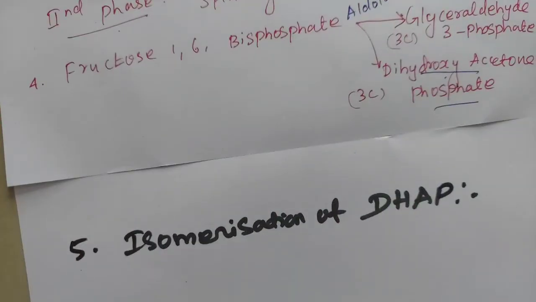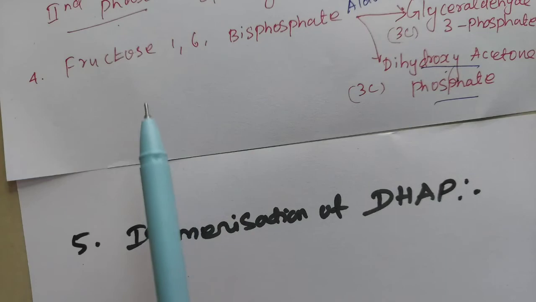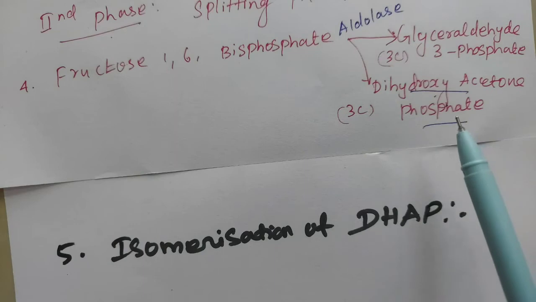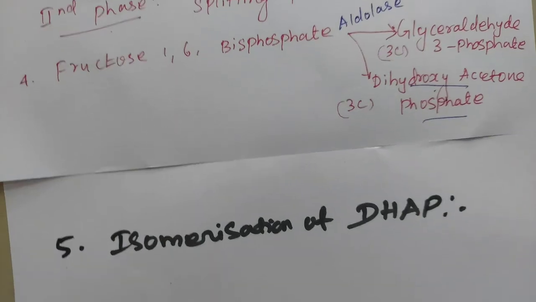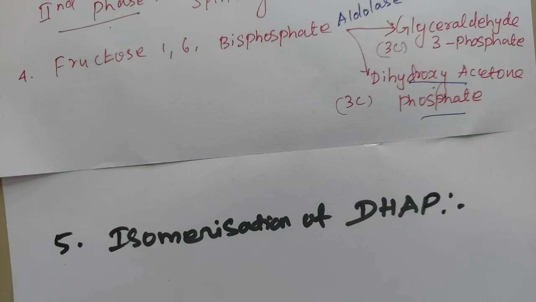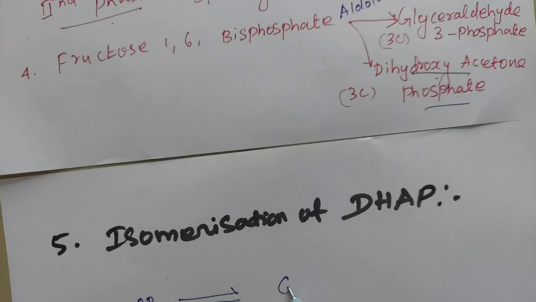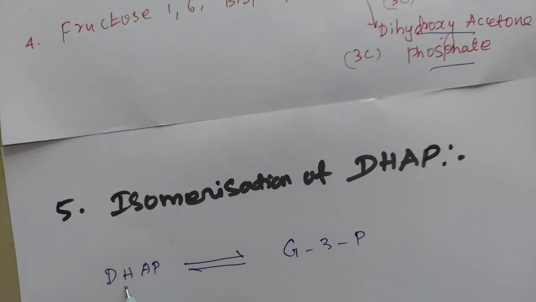The next step in glycolysis is isomerization of dihydroxyacetone phosphate. We knew that fructose 1,6-bisphosphate splits and produces glyceraldehyde 3-phosphate and dihydroxyacetone phosphate. They are actually isomers. So this dihydroxyacetone phosphate can give rise to glyceraldehyde 3-phosphate.